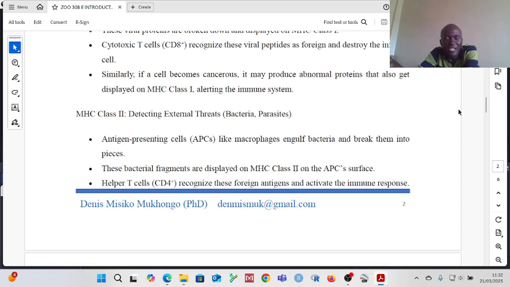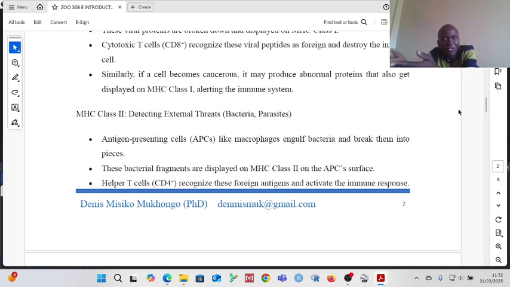molecules. Then the helper T cells go around checking the surface of that antigen-presenting cell, to see the peptides being displayed there. Are they foreign or are they not foreign? Because they were created by breaking down a bacteria, they will be recognized as foreign. Then the immune system is activated.